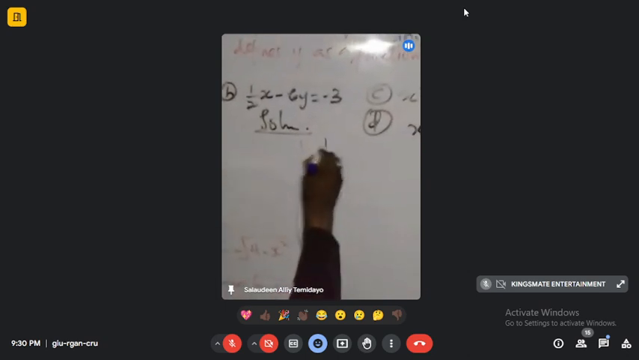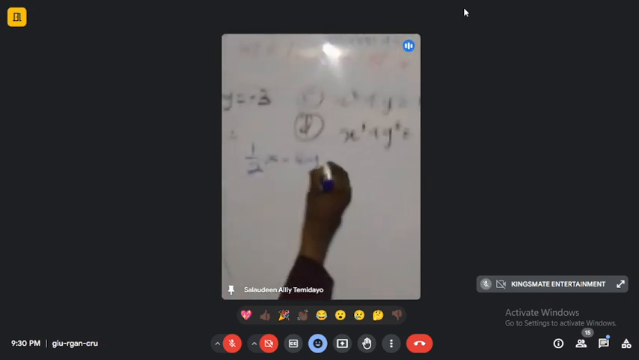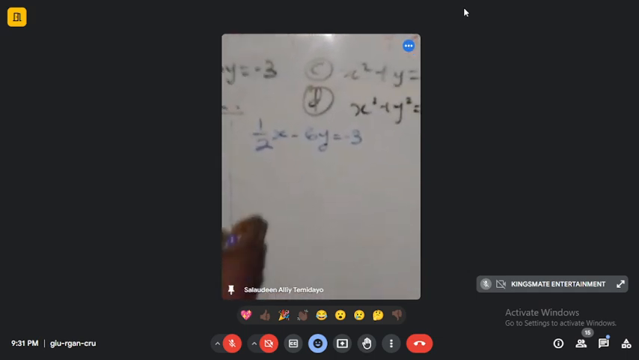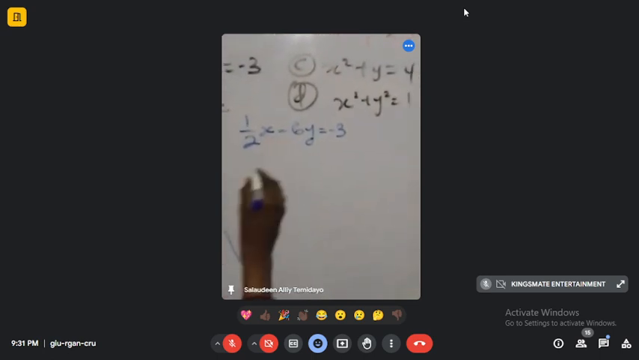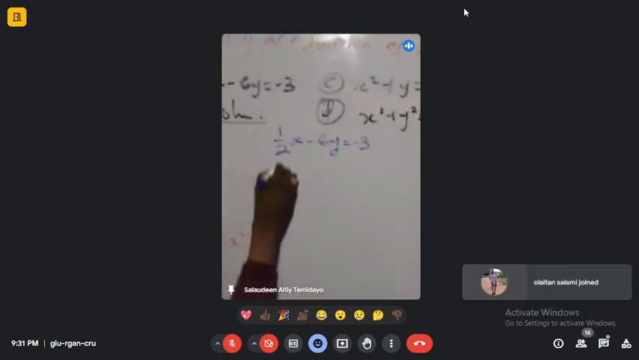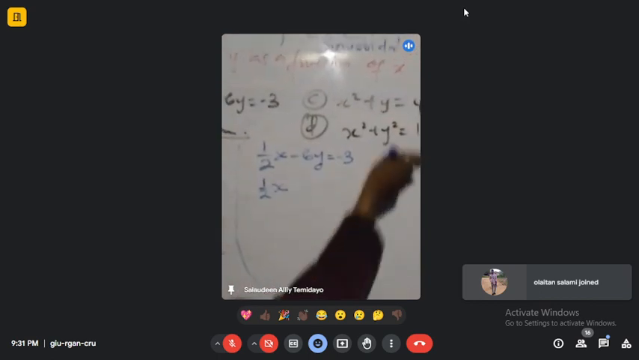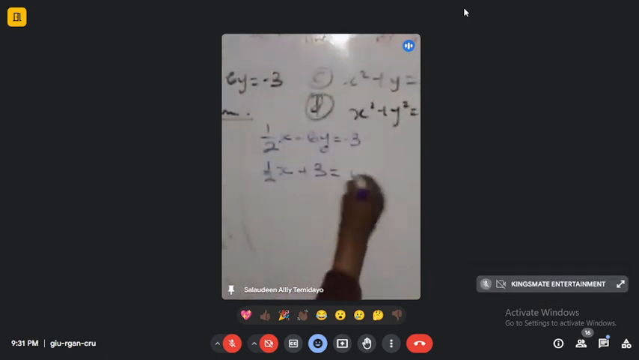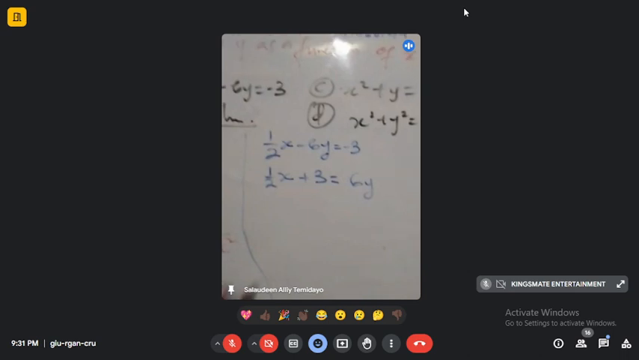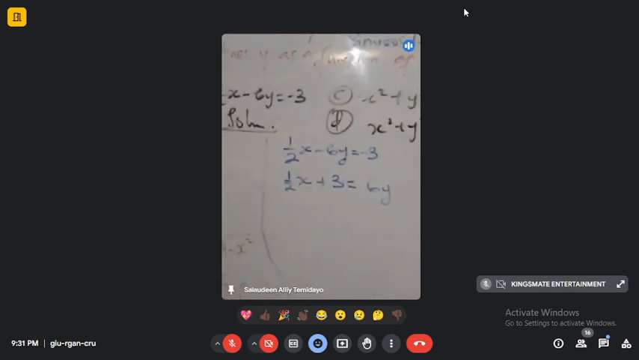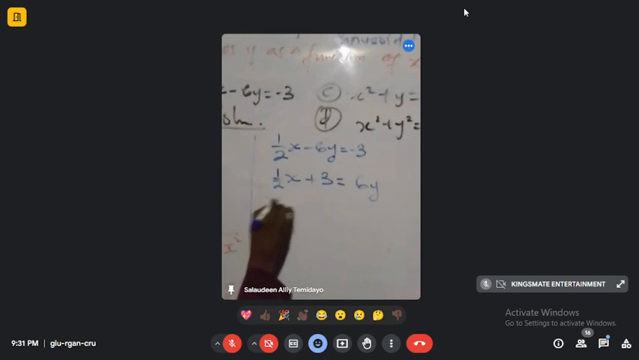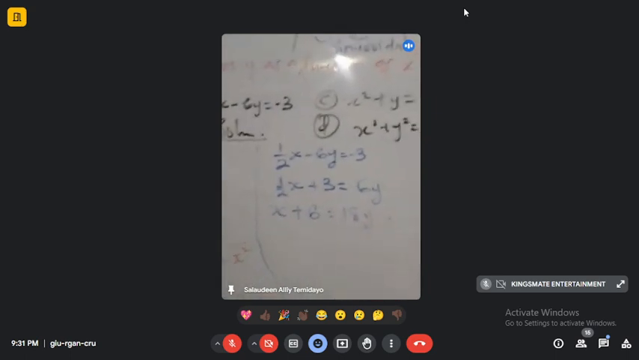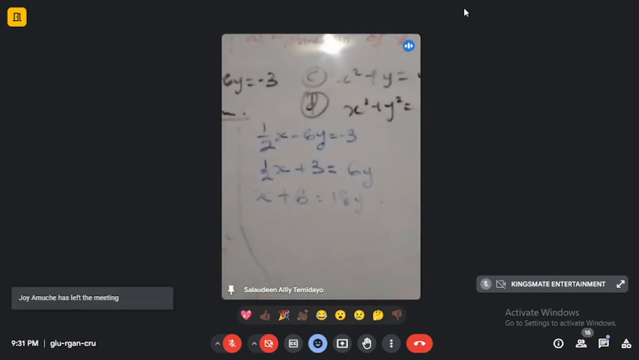Now let's do this: 1 over 2 x minus 6y equals minus 3. So now let us rearrange. 1 over 2 x, from minus 3 to this place, equals, from minus 6y to this place becomes plus 6y. Right? We can multiply through by the LCM. I hope I'm not confusing anybody now.